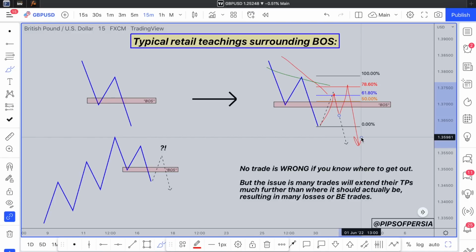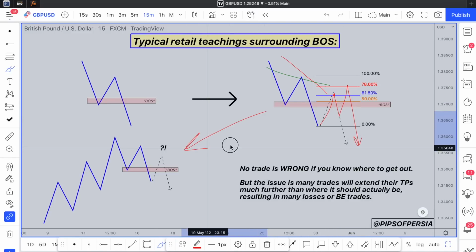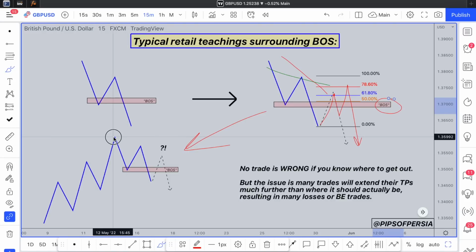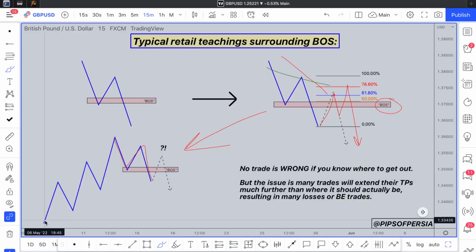And in a lot of cases, the retail community doesn't take into account the slightly bigger picture. For example, this same break of structure, the quote-unquote break of structure to the downside, on a slightly higher time frame can look like this, where you have a trend coming up, but your first 1, 2, 3 wave is technically breaking that internal structure to the downside, but on the scale of things, it hasn't done anything important.